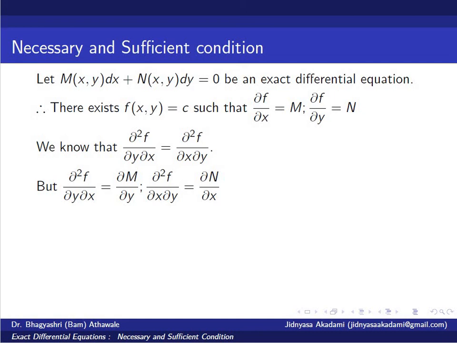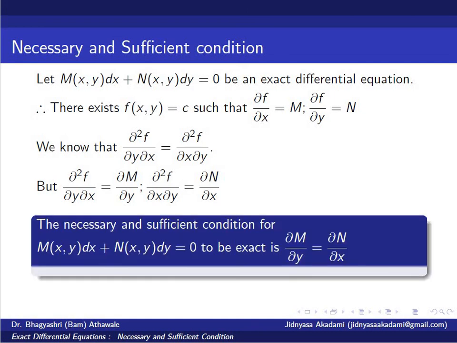So the necessary and sufficient condition for a differential equation to be exact is ∂M/∂y is equal to ∂N/∂x, and that condition depends on our M and N. So for a given differential equation, we can calculate these two partial derivatives. If they are equal, our differential equation is exact.